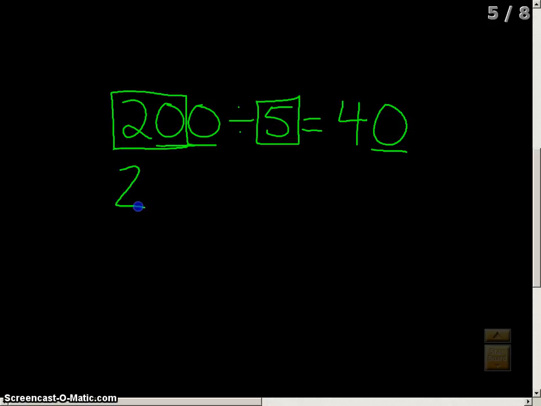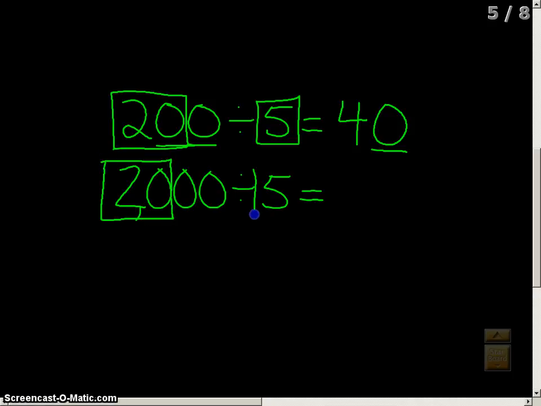Let's look at 2,000 divided by 5. Okay, so once again with this 2,000, what I do is I identify my basic fact. I have 20 divided by 5. That's the first thing. 20 divided by 5 is 4. And then I have two zeros left over after I divided my basic fact for a total of 400. So these are a few examples of the problems that we went over in lesson 3-2.